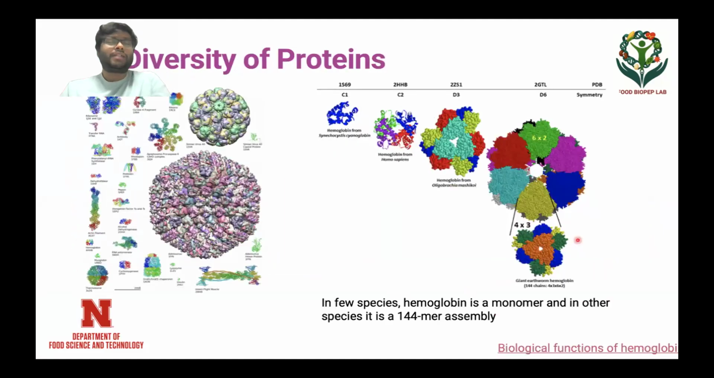Proteins are very diverse biomolecules, with different shapes and sizes. For example, we all know hemoglobin and its role in our blood. Hemoglobin is a monomer in some species, and in some species it is much larger. So it has a similar function, but it looks very different in different species.